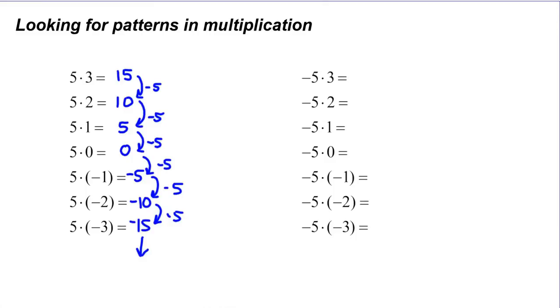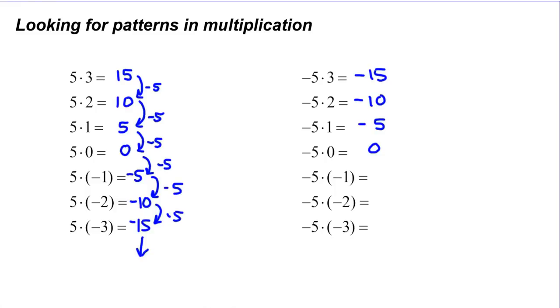Okay, so now let's go to the next column over, and we've got negative 5 times 3. We just observed that a positive times a negative is going to be a negative value. So negative 5 times 3 should be negative 15, and negative 5 times 2 should be negative 10, and negative 5 times 1 should be negative 5. And negative 5 times 0, well, anything times 0 is 0. And now we change again. Now we've got a negative times a negative. What's going to happen here?